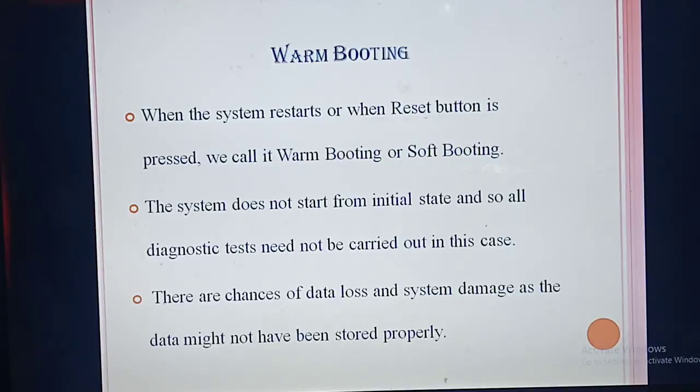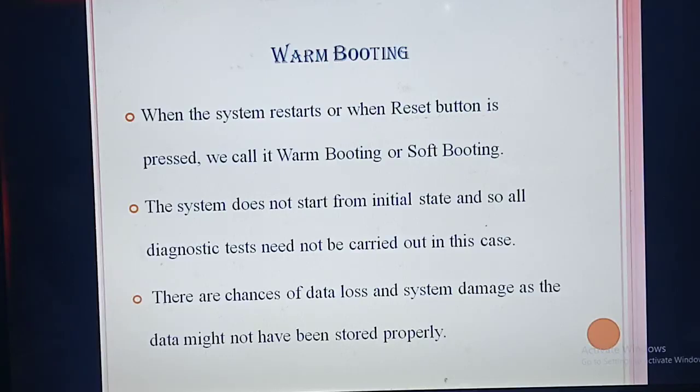Understood? So what are the things you have studied today? Output devices. What are the output devices? Speaker, multimedia projector, then booting. What are the important questions I said? Define booting, then types of booting, then warm booting as well as cold booting. Very important questions, students. So this chapter is over. Chapter 1 is over. Okay, students.